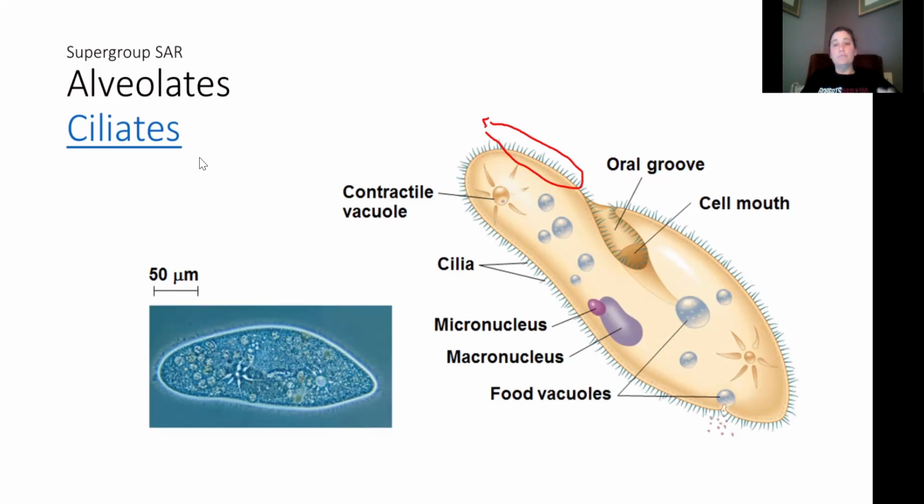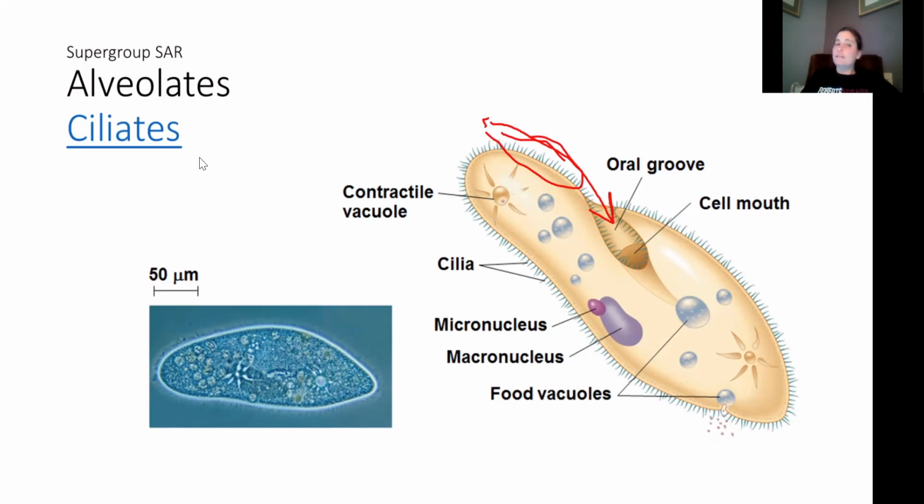They use the cilia to move, but they also use them to eat. So they move, but these cilia will also beat and move water into this oral groove where the mouth is, so that they can bring food in.